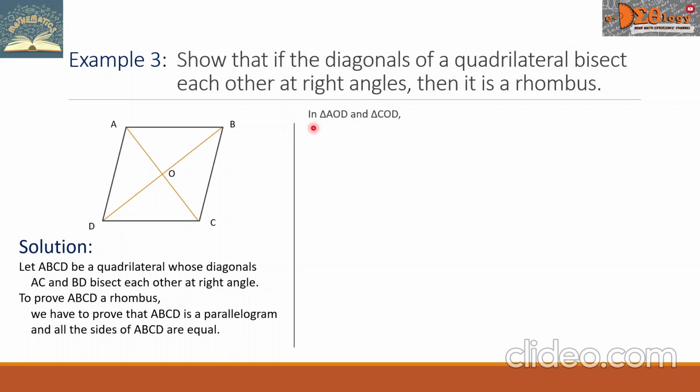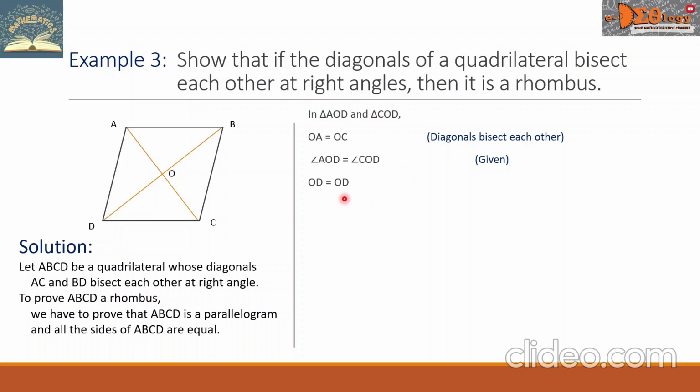We see here now that in triangle AOD and triangle COD, OA equals OC. We say that diagonals bisect each other. It's given in the problem. Then angle AOD equals angle COD. Actually, both are right angles. It is given in the problem.